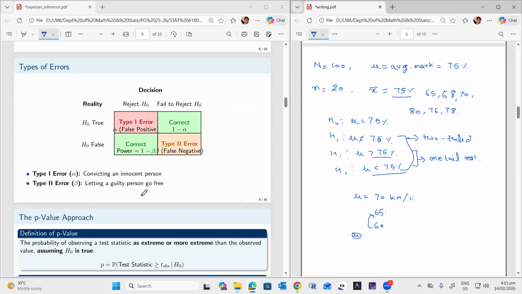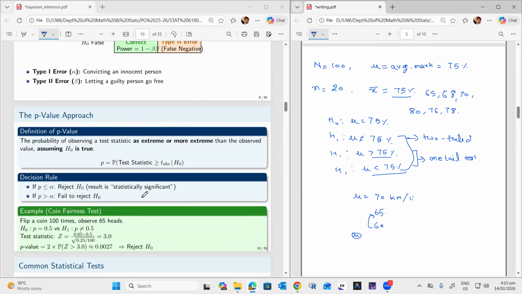For a real life example, suppose I want to purchase some electric item and the electric item is good but I reject it. That will be my type 1 error. And second, if the product was not good and I accept it, that is called a type 2 error.